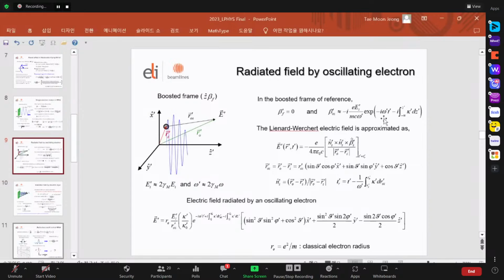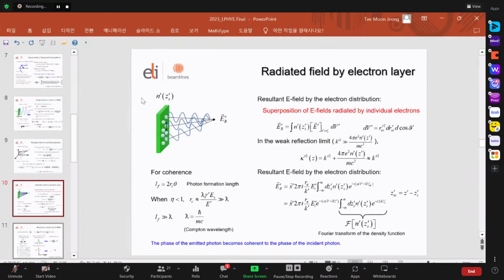And then by putting this expression into the Liénard-Wiechert potential, we finally obtain the electric field radiated by the single electron motion in this way. Here r_e is the classical electron radius, but we want to know the electric field from the electron layer or electron medium here. So in this case, we have to consider the coherence. To calculate the coherence, we have to consider the photon formation length. If the normalized vector potential is much smaller than 1, then the photon formation length is much larger than the Compton wavelength here, and in this case, the phase of the emitted photon becomes coherent with the phase of the incident photon.